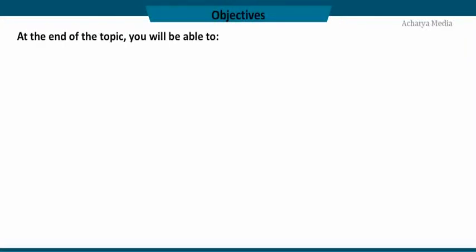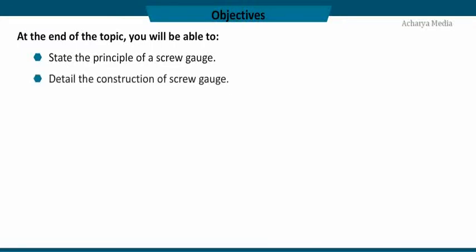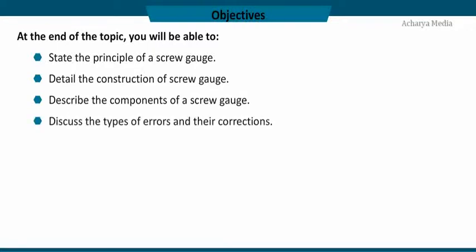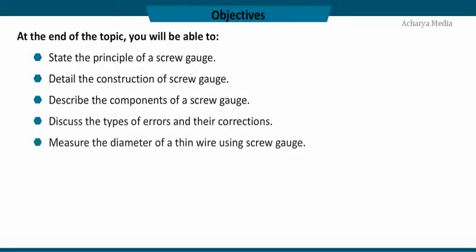At the end of the topic, you will be able to state the principle of a screw gauge, detail the construction of a screw gauge, describe the components of a screw gauge, discuss the types of errors and their corrections, and measure the diameter of a thin wire using a screw gauge.